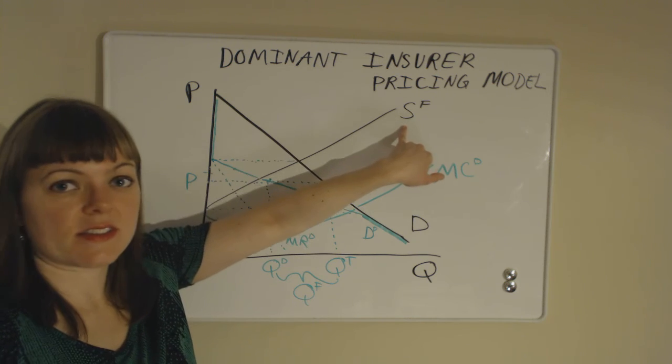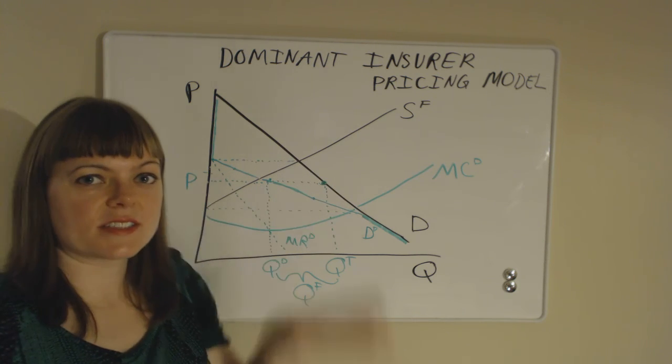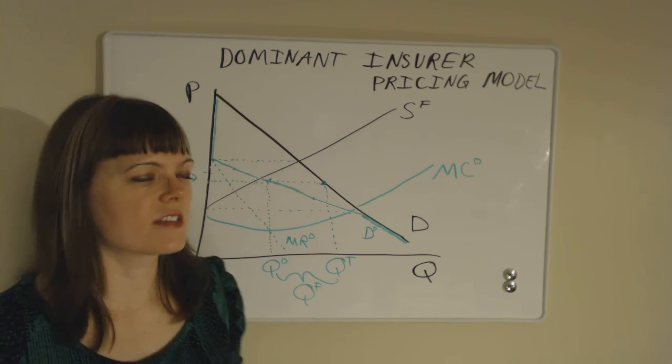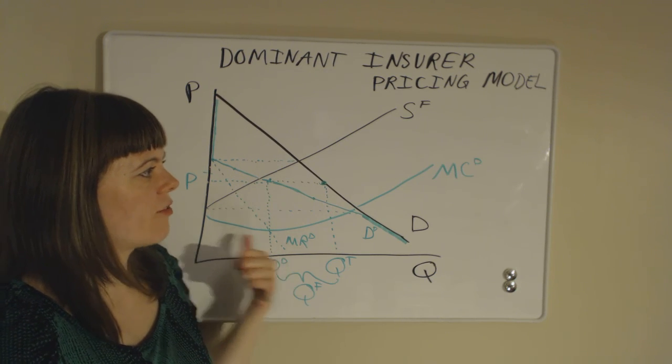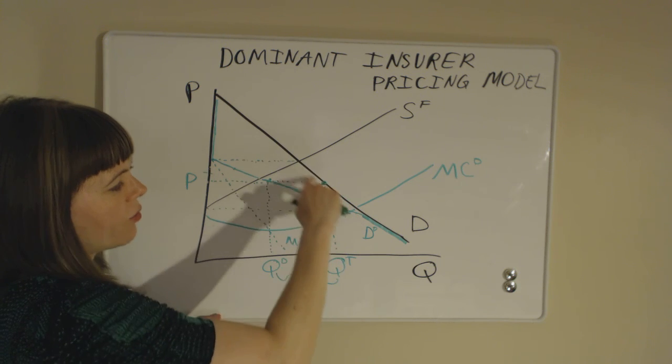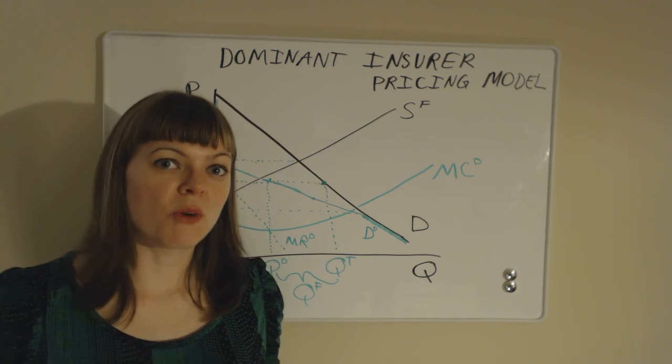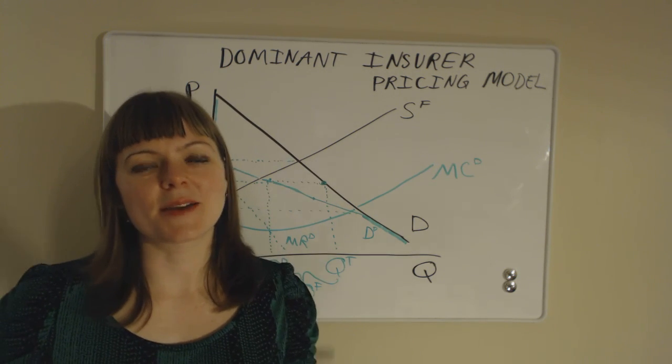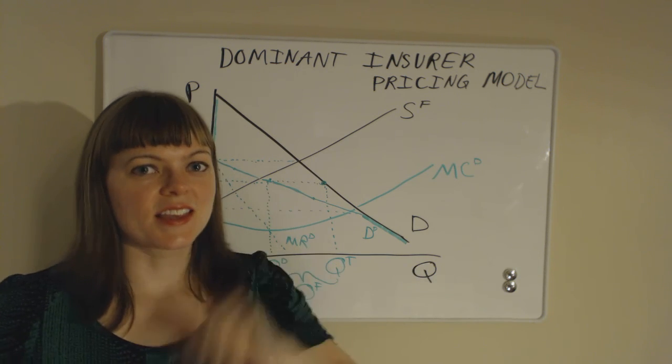So the presence of this fringe keeps prices down. It keeps the competition in the market for this dominant insurer. And what we get is a bigger quantity and a lower price than we would with either one or the other. So mixing them turns out to be a good thing in this model.